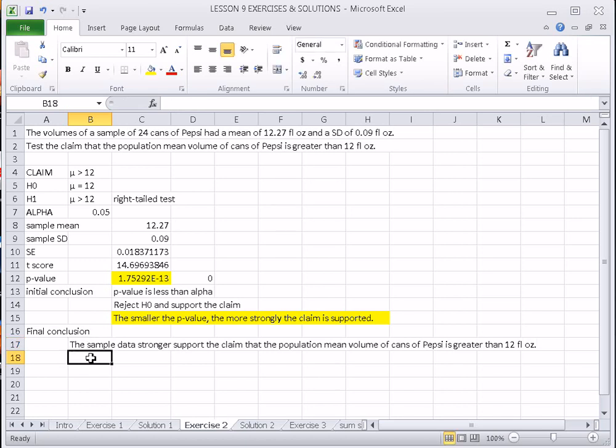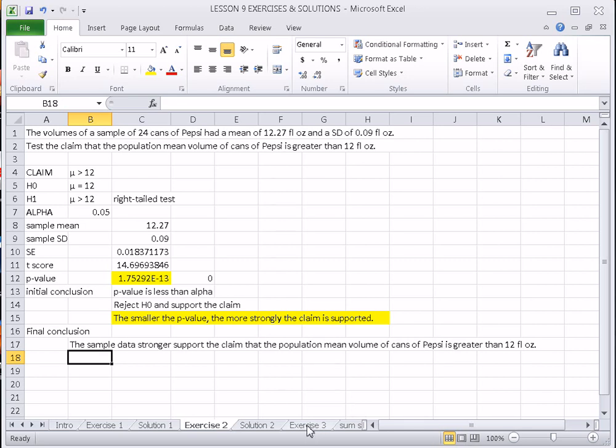Obviously, PepsiCo is afraid of being sued if they do not give at least what they have stated on the can, so they have erred in the direction of too much in the can rather than too little. So here was another example of a hypothesis test. This one turned out to be a right-tailed test for a single mean.